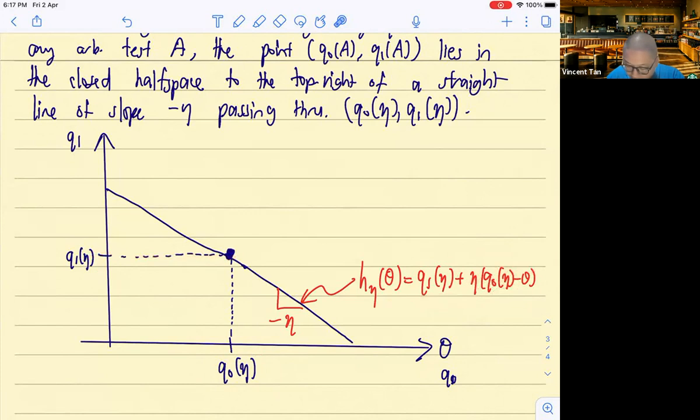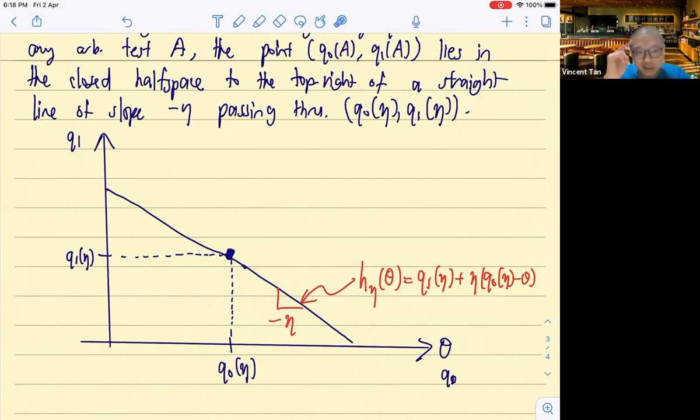Another interesting fact here is that this line has slope minus eta. So this is the variable theta here, and the slope is minus eta. So we see that one point is correct, and the slope is correct, so the line must be correct, because a line is only characterized by the slope and one point. So we are writing down the equation of this line properly.